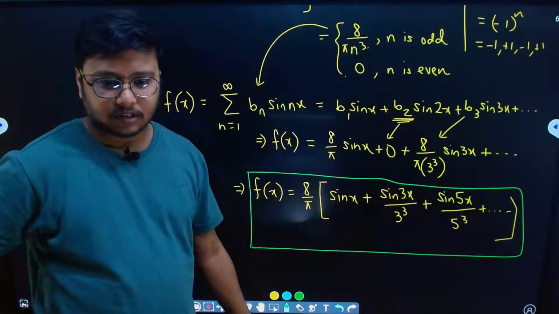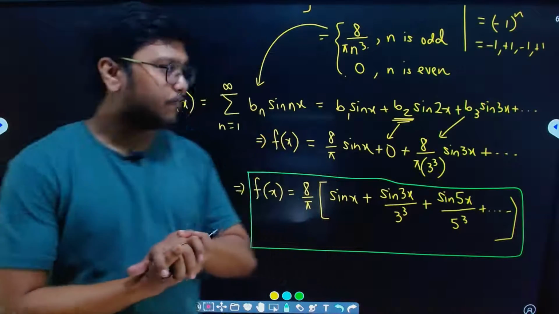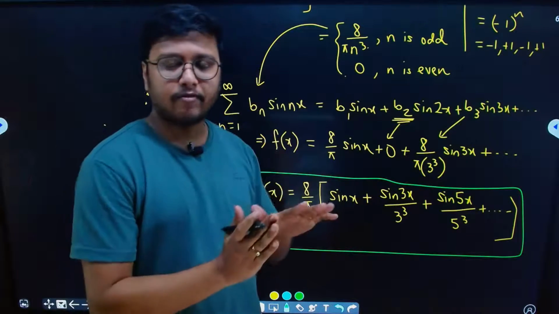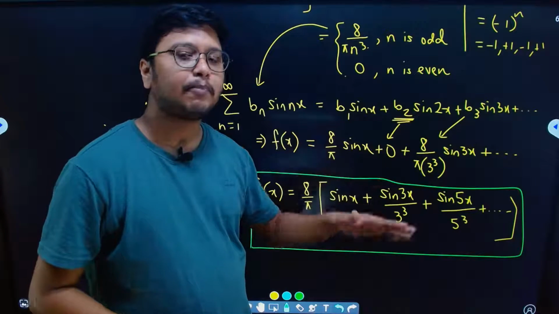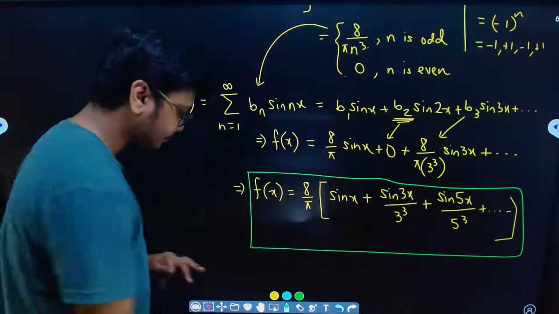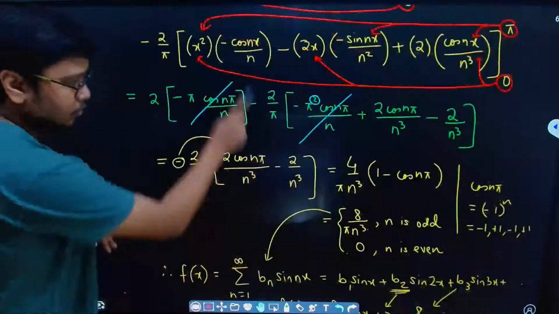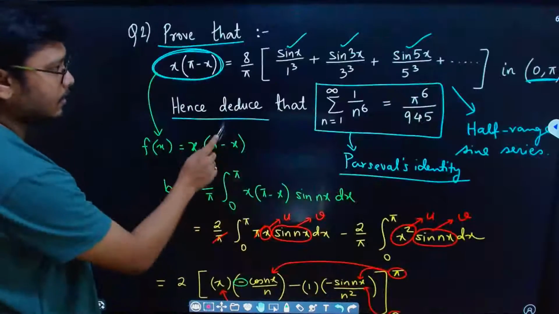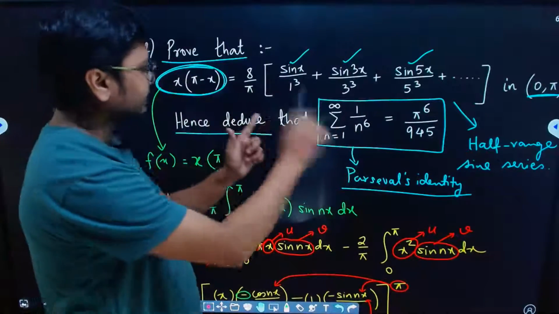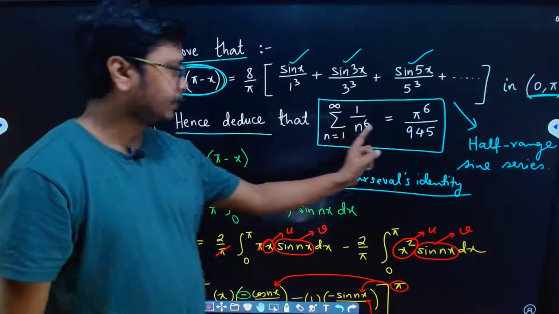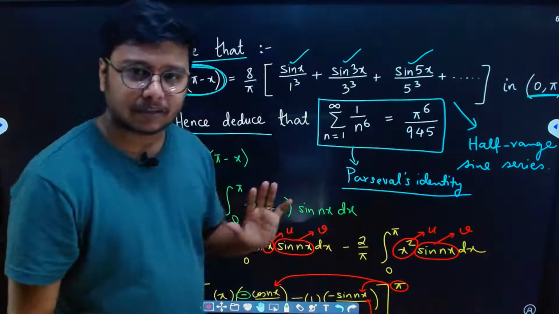Okay. All right, great. So now finally we are stuck with the last part, which is the Parseval's identity. So going back to the question, our first part is completed. Now the hence deduced part, which is going to come from Parseval's identity.